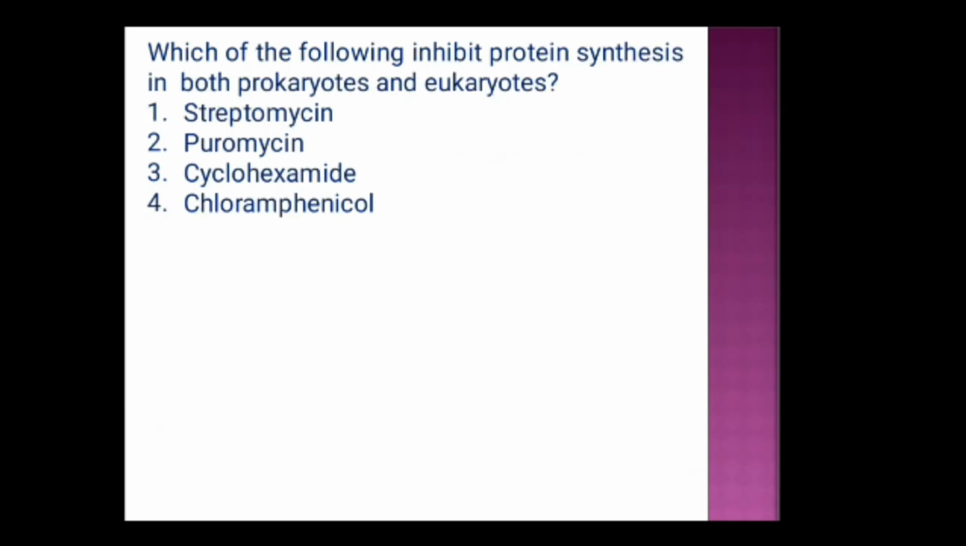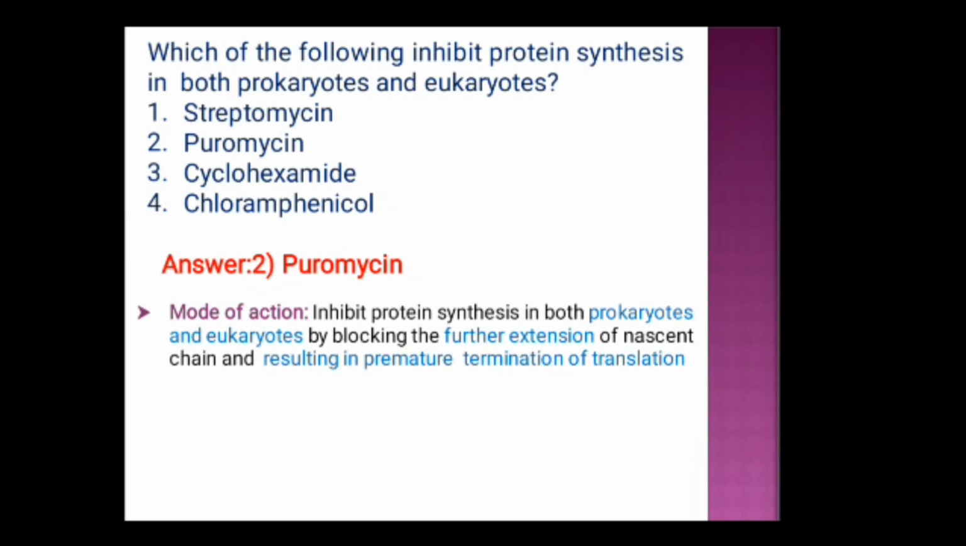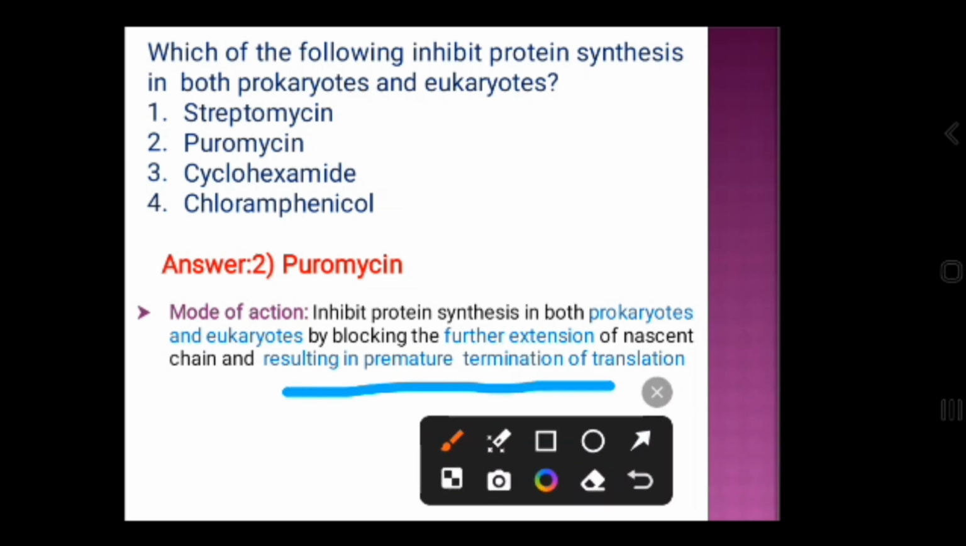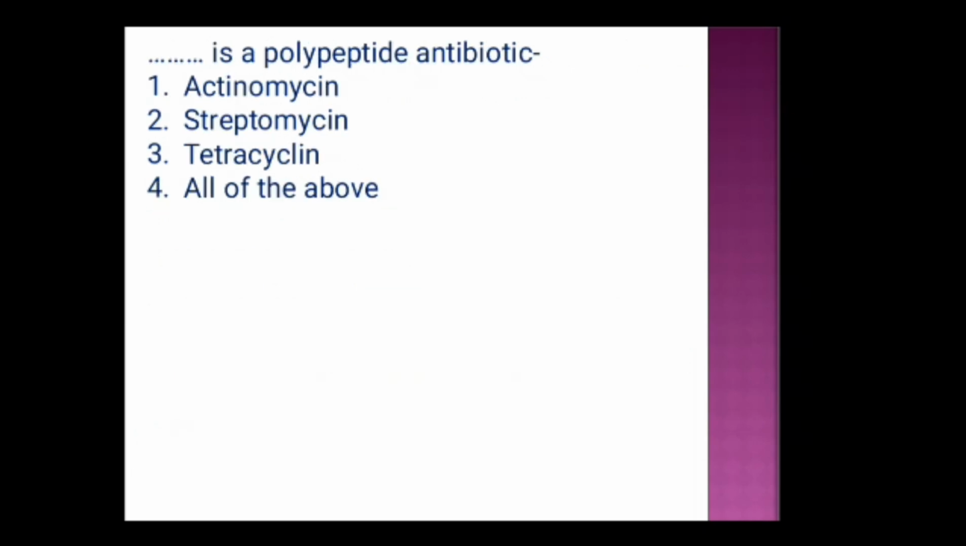Next, which of the following inhibit protein synthesis in both prokaryotes and eukaryotes? Option 1 streptomycin, option 2 puromycin, option 3 cycloheximide, option 4 is chloramphenicol. We have already discussed that, and the correct answer will be option 2 puromycin. Puromycin is the inhibitor of protein synthesis in both prokaryotes and eukaryotes, and it inhibits the protein synthesis by blocking the further extension of the nascent chain, resulting in premature termination of translation. The structure is a naturally occurring aminoglycoside antibiotic.